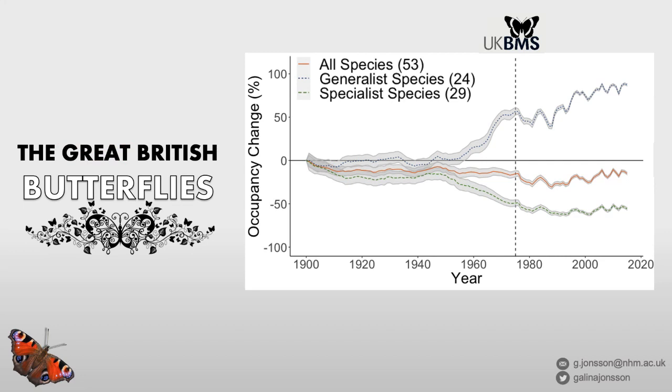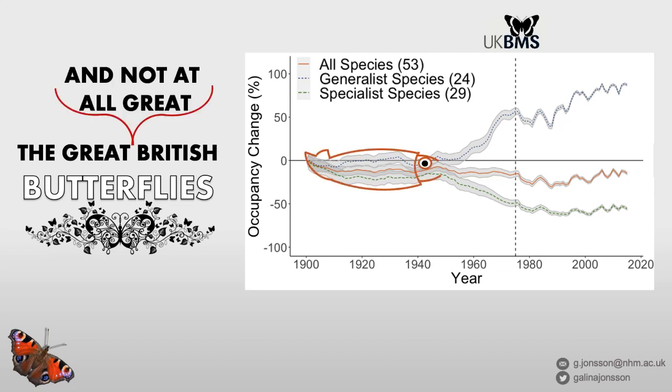However, we get a very different impression if we divide species into whether they are habitat generalists or specialists. In fact, we get something resembling a giant squid. So the generalist, blue dotted top line, and these are also known as wider countryside species, they've done great and increased by almost 90% since 1900, whilst the specialist, green dashed bottom line, have not done well at all really and decreased by approximately 56%.